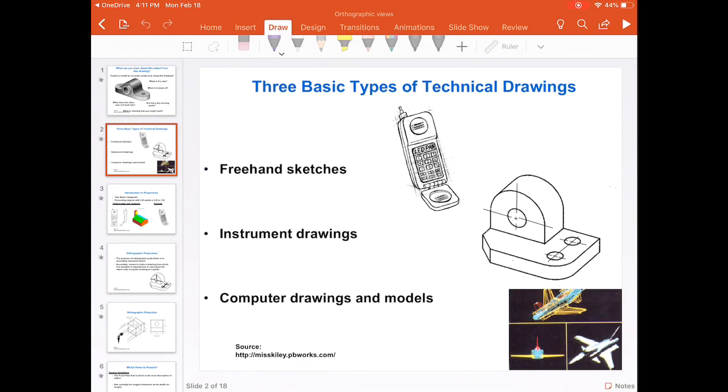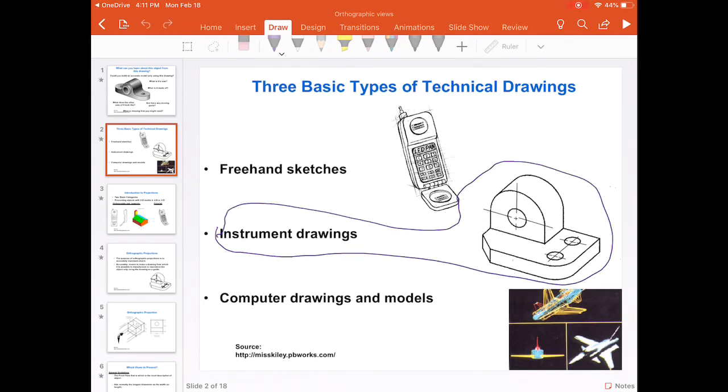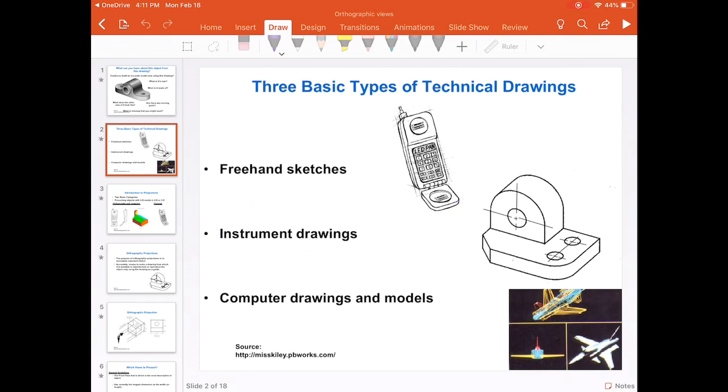The other sort is called instrument drawing, which usually means isometric drawings that can be used again for further explanation of an idea. And the last one is computer drawing or computer models. Everything that you can see here is a 3D model. Computer drawings and models are used to a very high degree in industry these days. They use software like CATIA, SolidWorks, or other 3D modeling software to design them.